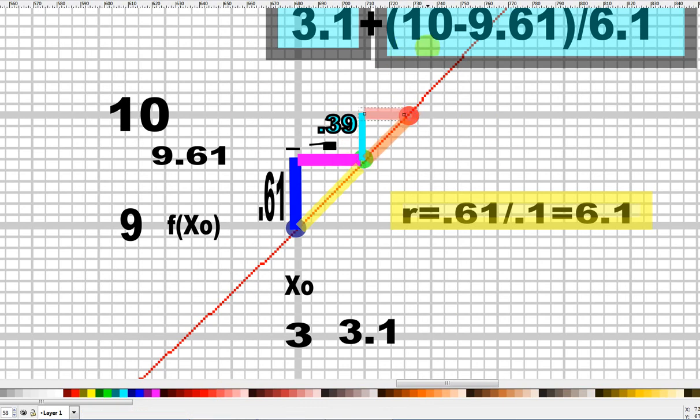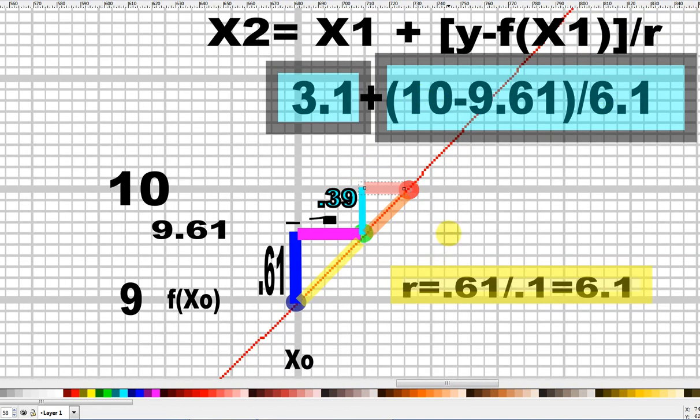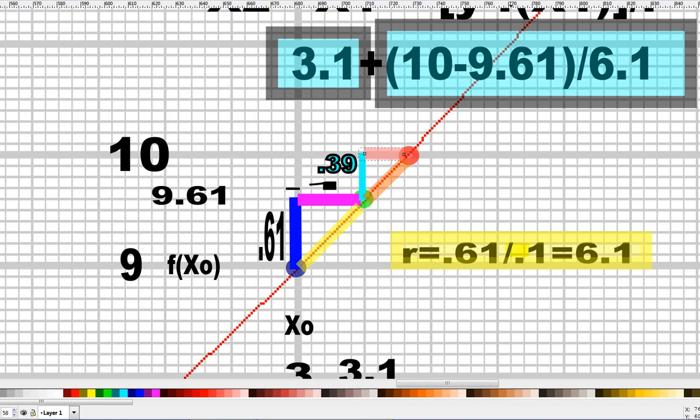And so what we're doing is we say, well, if we know the slope here is approximately 6.1 and the height is 0.39, then let's solve this equation to figure out how much further over we would go to get closer to this red point, which is kind of our target. And so how does this function actually do this here? Well, let me demonstrate this for you. We know that r is approximately 6.1, so that's the rise over the run.